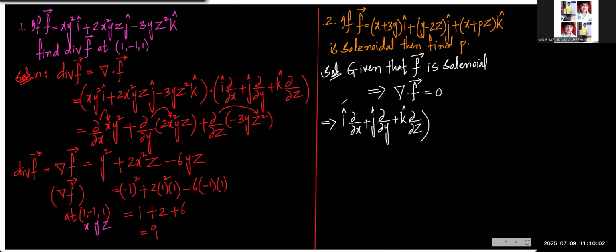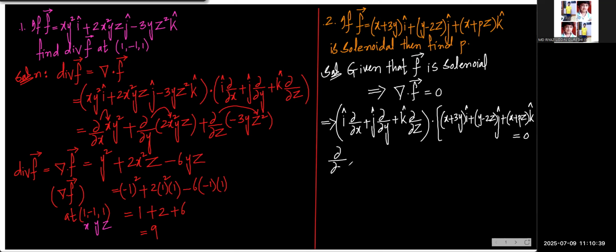This one we have to do the dot product with this all value: x plus 3y to I cap, y minus 2z to j cap, x plus 3z to k cap. Now again same rule, I dot I is 1. What is left out here? And sorry, we have to equate to 0.